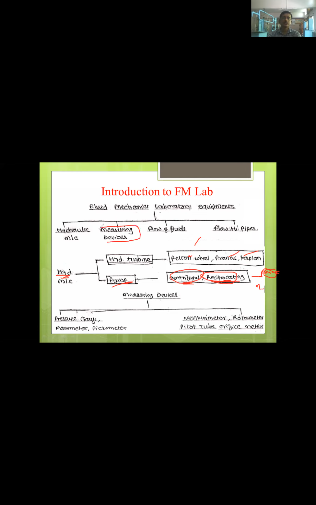Then come the measuring devices. In the fluid mechanics lab, measuring devices can broadly be classified again into two categories. The first devices we can call pressure measuring devices, and the second devices we can classify as discharge or velocity measuring devices. So we can classify them in these two categories.